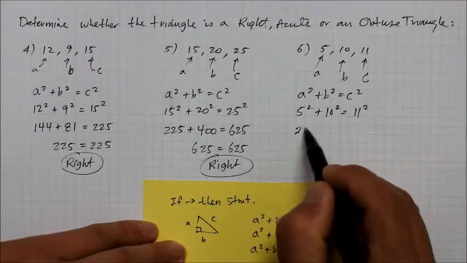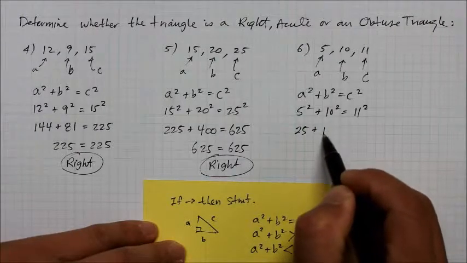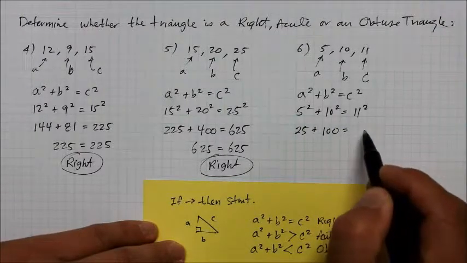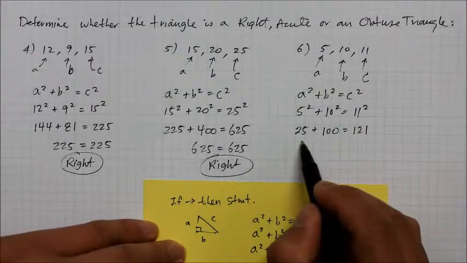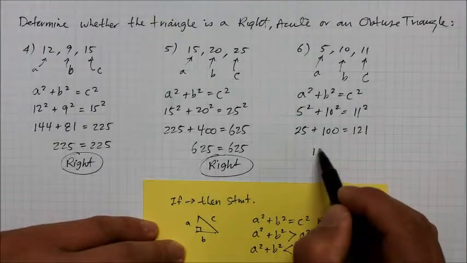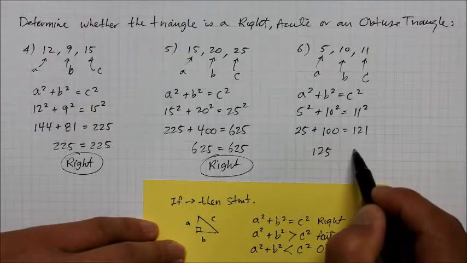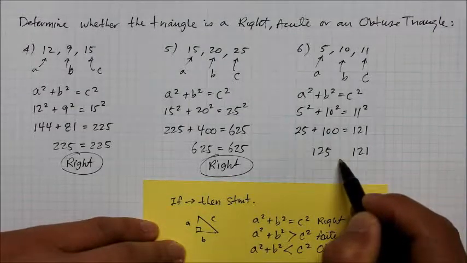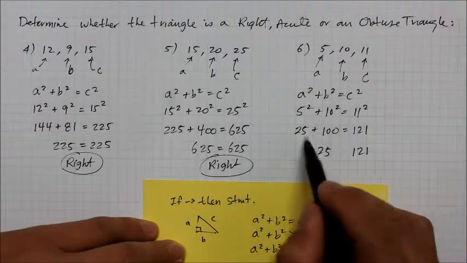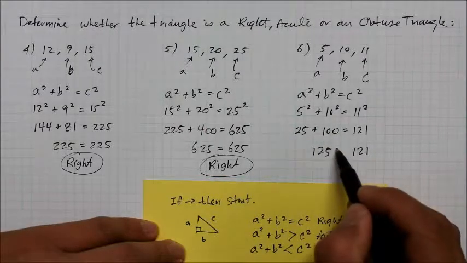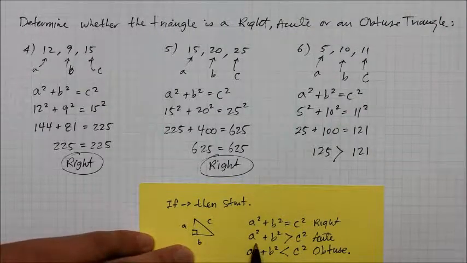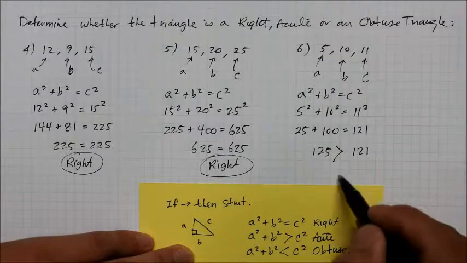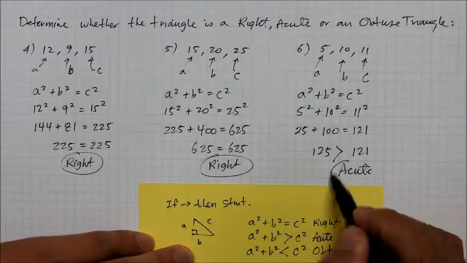5 squared is 25. 10 squared is 100. 11 squared, I remember, is 121. Oh, not this time, because 25 plus 100 is 125. Does that equal 121? No, not this time. In fact, the sum of a squared and b squared is greater than 121. And since we said if a squared and b squared added together is greater than c squared, it's an acute triangle, this is acute.